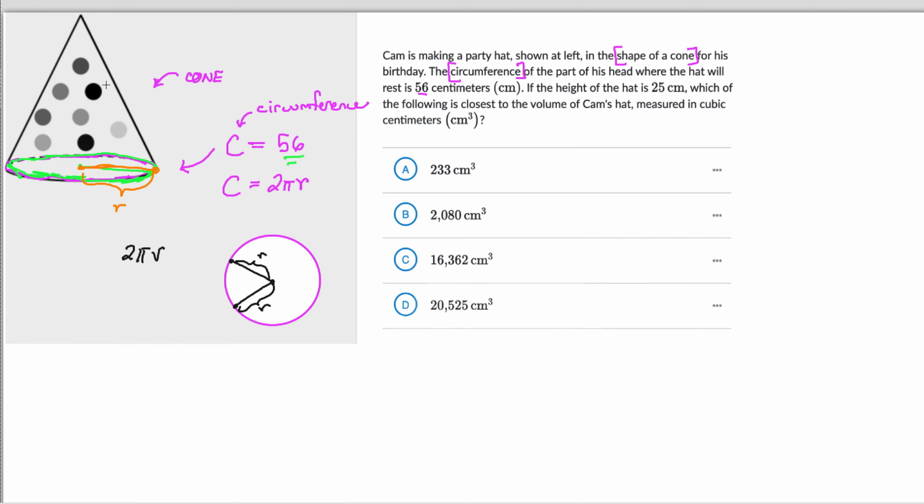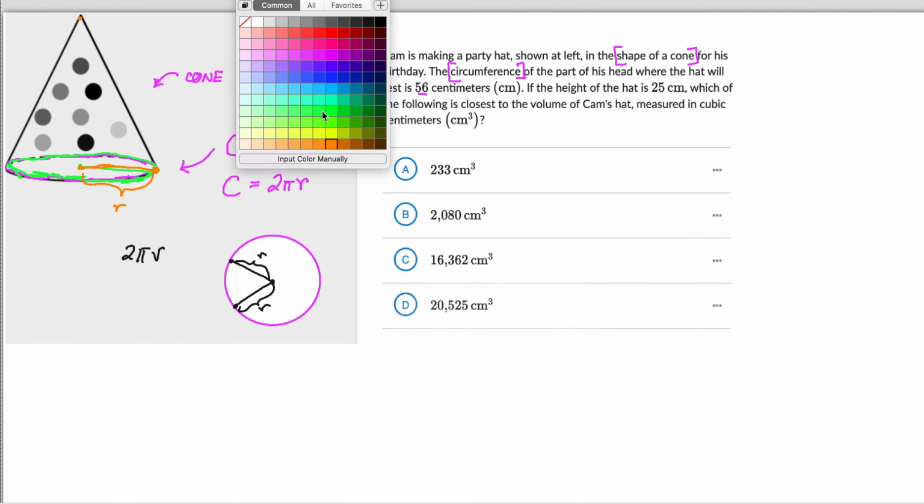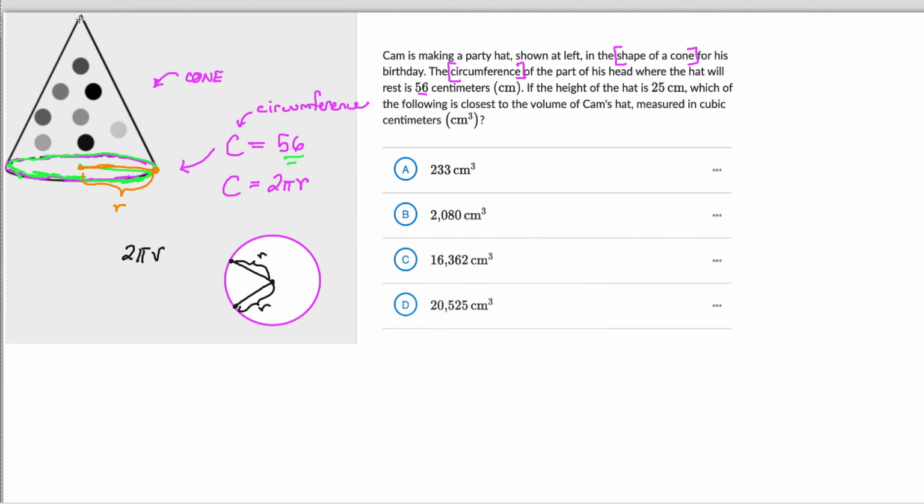So now they talk about the height of the cone. The height of the cone, let's do that in a different color as well. So the height of the cone is from the top straight down to the center point. That's the center right there. This is the height of the cone. And they tell you that it's 25 centimeters. And they want us to find the volume of this cone.